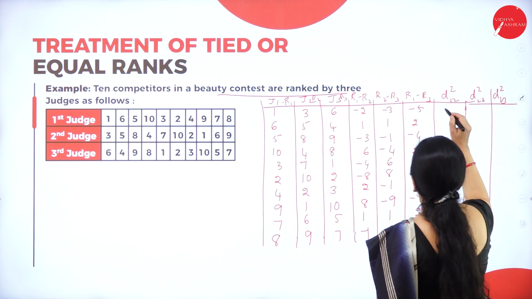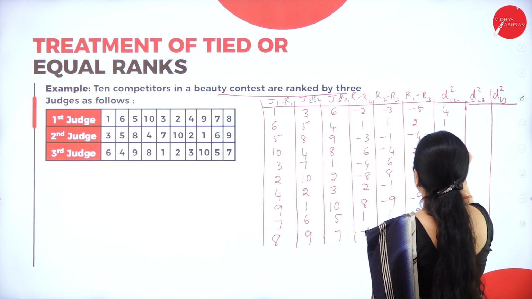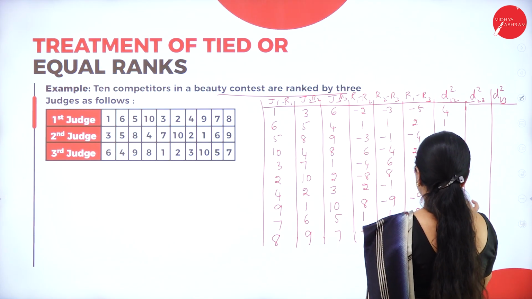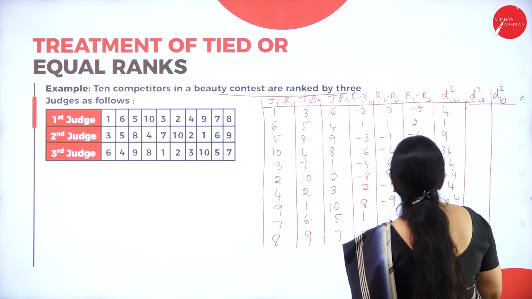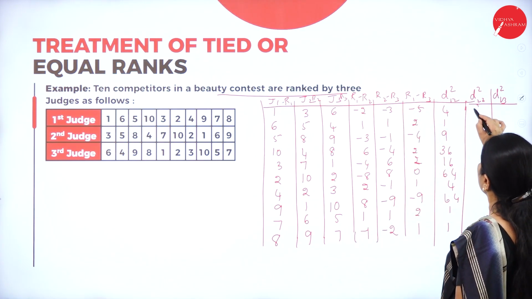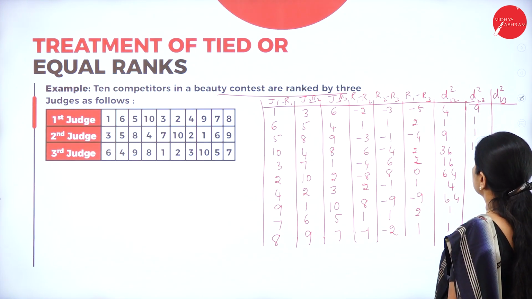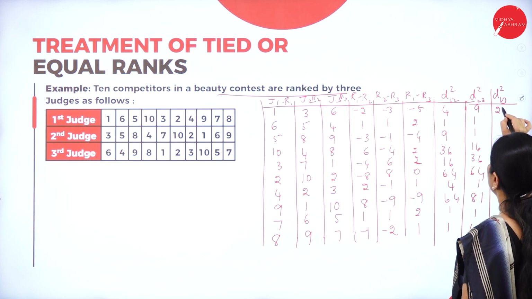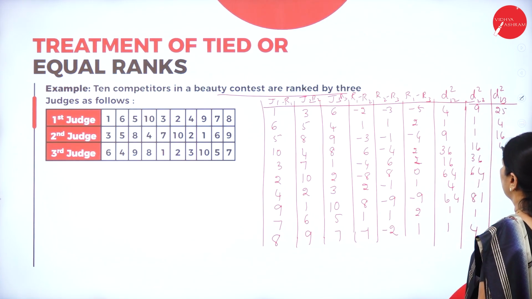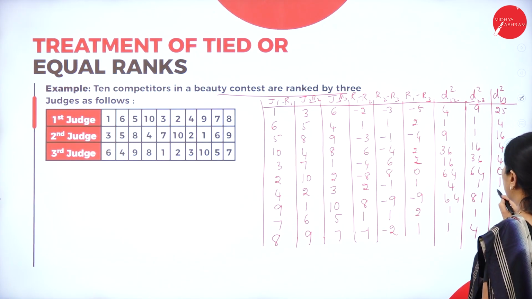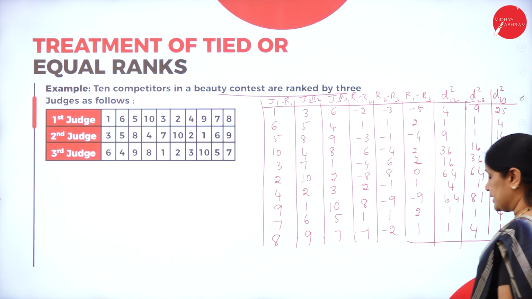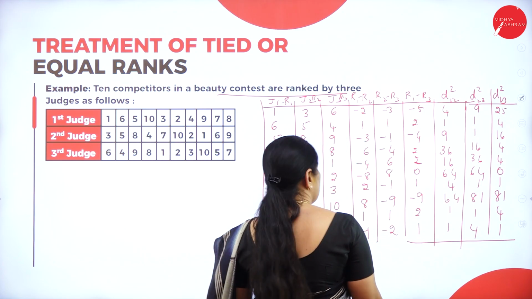So when I square this, I get 4, 1, 9, 36, 16, 64, 4, 64, 1, 1. Again, I have to square this. 9, 1, 1, 16, 36, 64, 1, 81, 1 and 4. Then 25, 4, 16, 4, 4, 0, 1, 81, 4 and 1. Now I add all the values here. So this will be equal to 200.